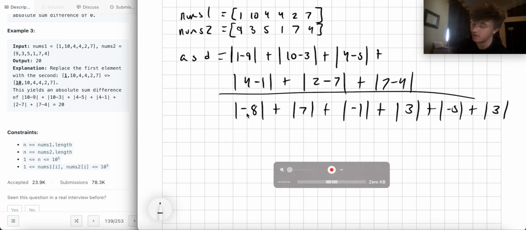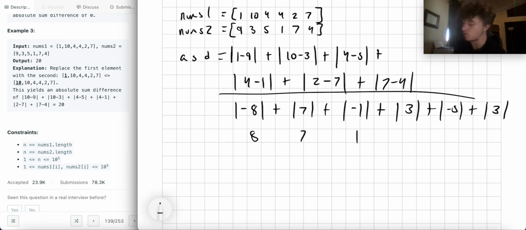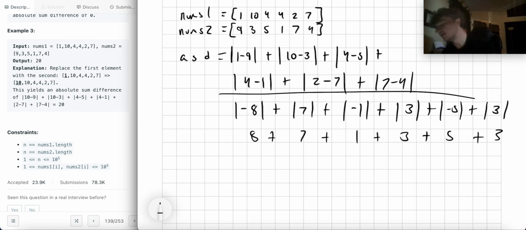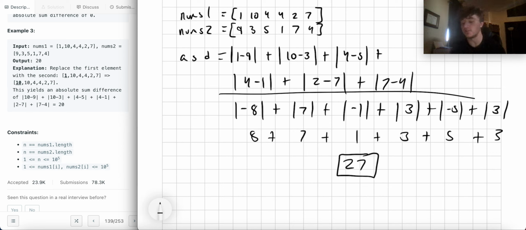So what's the positive version of negative 8? That's 8. Of 7? That's 7. Of negative 1? That's 1. Of 3? 3. Of negative 5? 5. Of 3? 3. And then we add those together. You get 15, plus 1 is 16, plus 3 is 19, plus 5 is 24, plus 3 is 27. Okay, so that would be the absolute sum difference of this array.